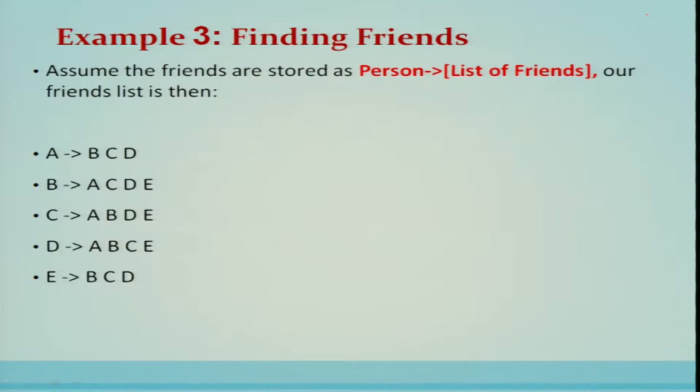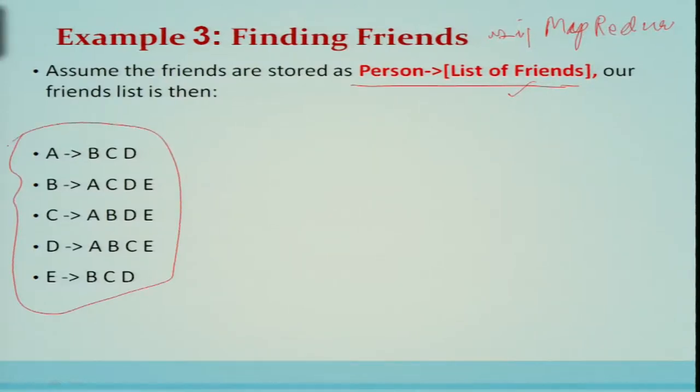So let us see how MapReduce can be used to find out the common friends. Let us assume the friends are stored in this particular form: the person and a list of friends. This is given as an input to the program. So this is the person, and then followed by the list of friends.